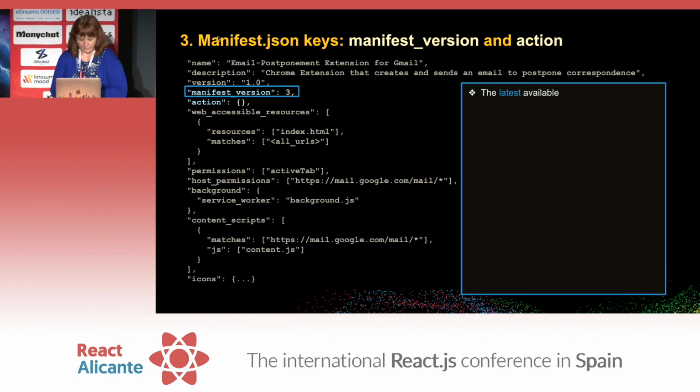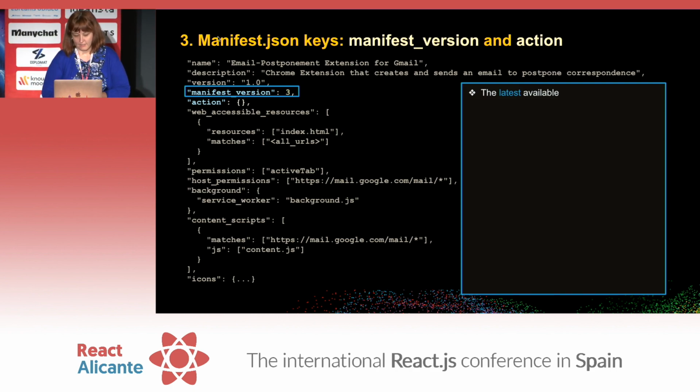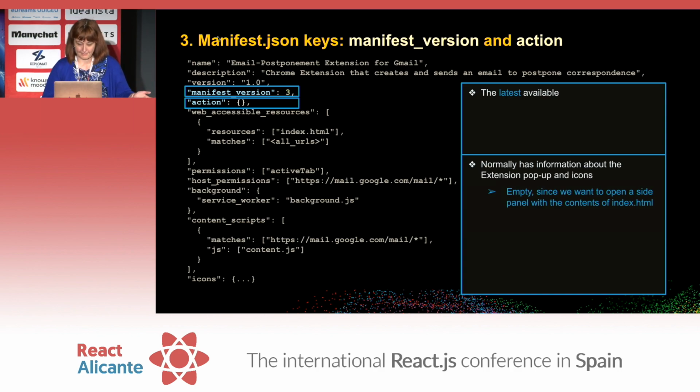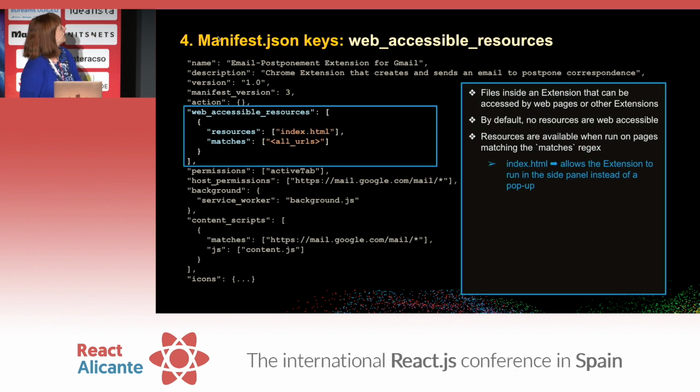So we are using Manifest version 3 for the extension. Google is in the process of phasing out Manifest version 2. And normally the action has information about the extension pop-up and icons, but since we're using a side panel, we want this to be empty. Since we are running the extension as a side panel instead of a pop-up again, we need to add web-accessible resources to the extension. The extension code is in the index.html file, and the resources are available on all web pages that the extension would be running on, which is that matches tag there.